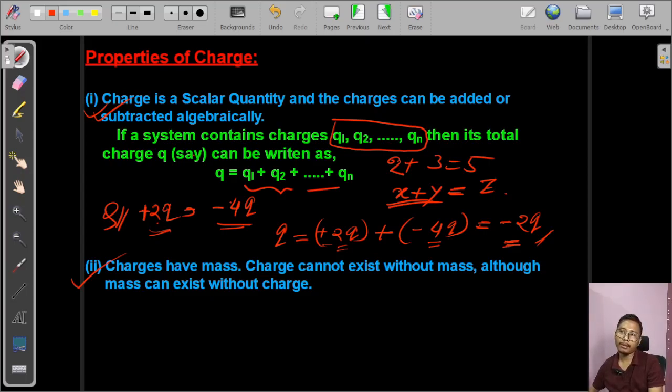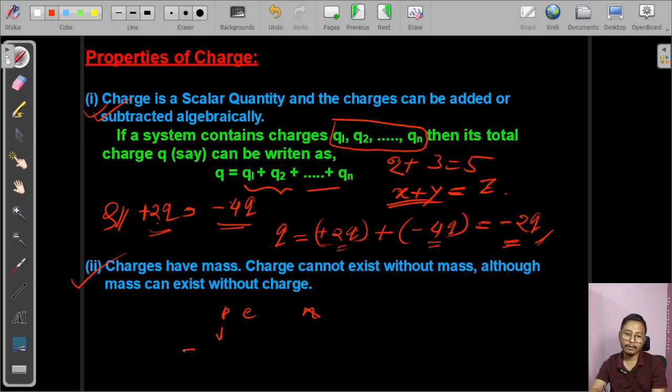For example, you can take the example of an atom. In an atom, how many subparticles are there? Three subparticles, right? One is proton, another is electron, and one more subparticle is there, that is neutron: proton, electron, and neutron.